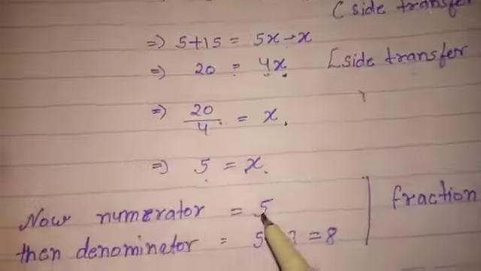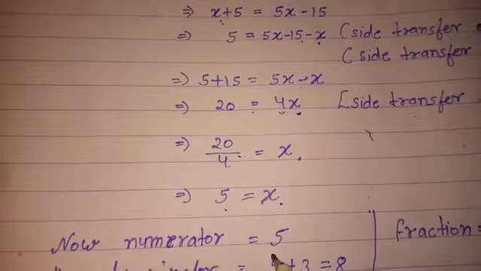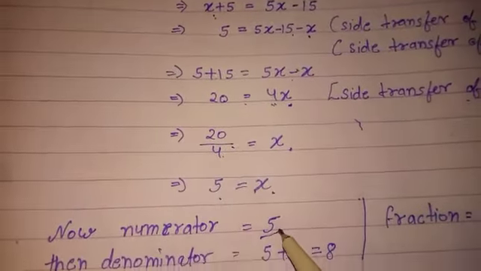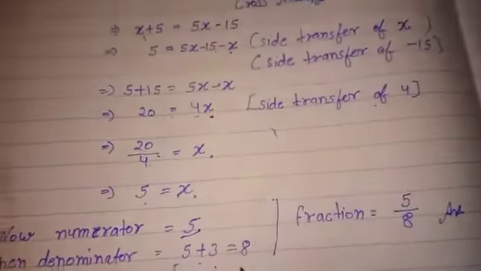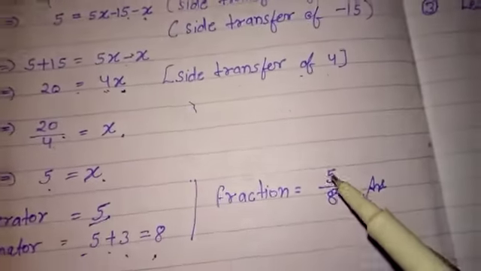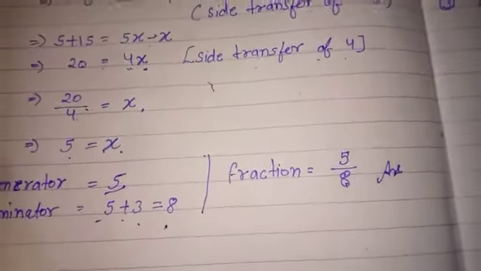So now our numerator, we had taken x firstly, so the numerator is x, that is 5, and the denominator is 5 plus 3, which is equal to 8. So our fraction will be 5 upon 8. This is our answer.